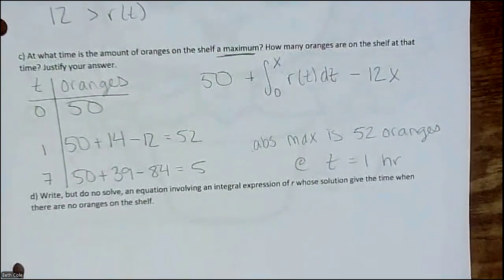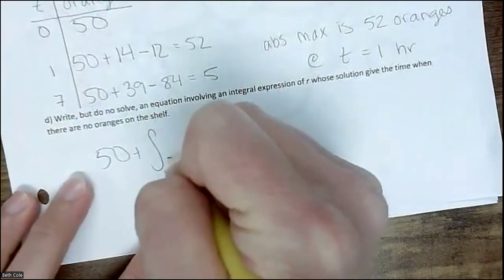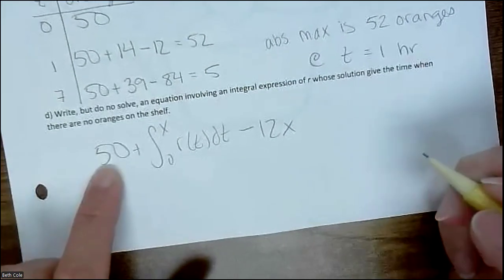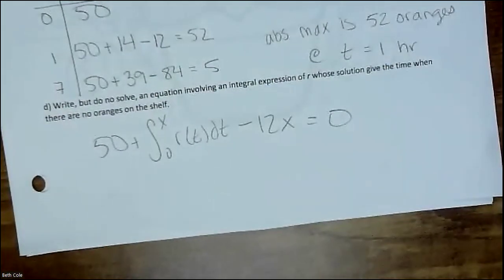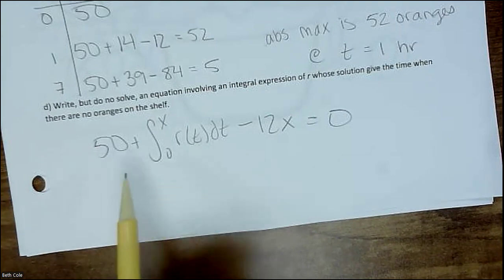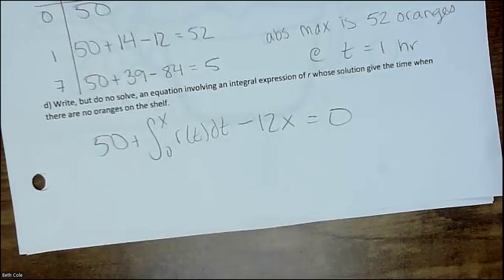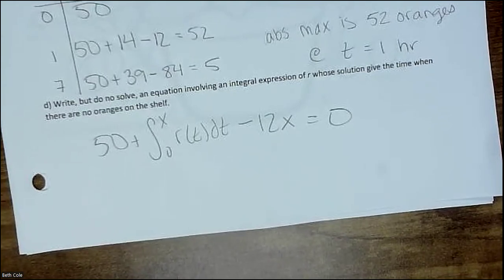All right, the last one is write but do not solve an equation when all the oranges are gone. It's going to be this that we just did, set equal to 0. You start with 50, you add your accumulation, you subtract how many got taken. It's what you started with plus what you gained minus what you lost, and we're just setting it equal to 0. That is usually worth 3 points though, because it's the initial condition, it's this integral, and it's setting it equal to 0. I love those because you get a boatload of points for not really doing anything.